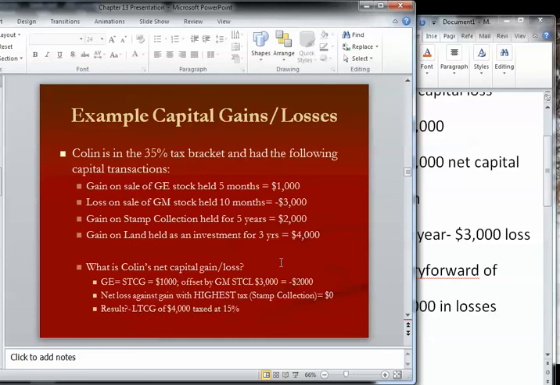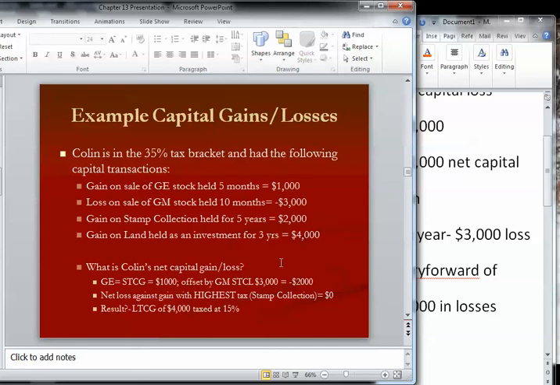The rules say go to holding periods and try to come to a net number within the holding period. So if we look at the holding period here, there's short-term capital gains and short-term capital losses. So we end up with a net loss of $2,000 on the short-term category. Now the question is, if we know there's a net loss between the G stock and the GM stock, how do we know which gains we get to offset and use that loss with? So we have a $2,000 loss sitting there.